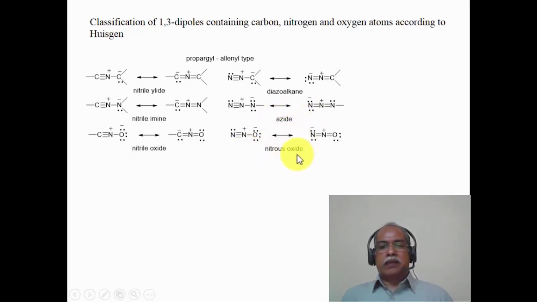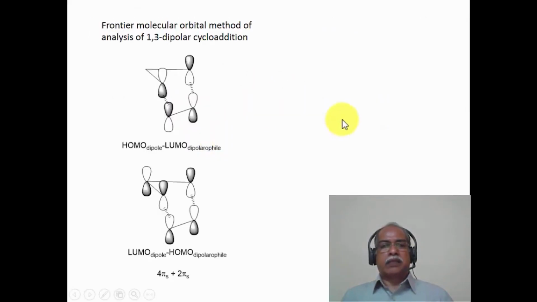Nitrous oxide, another example of a 1,3-dipole. In the module, we will see nitrile oxide and diazoalkane and azide as examples of 1,3-dipoles that are undergoing the 4-pi 2-pi cycloaddition reaction to form the 5-membered heterocyclic ring system in this case.